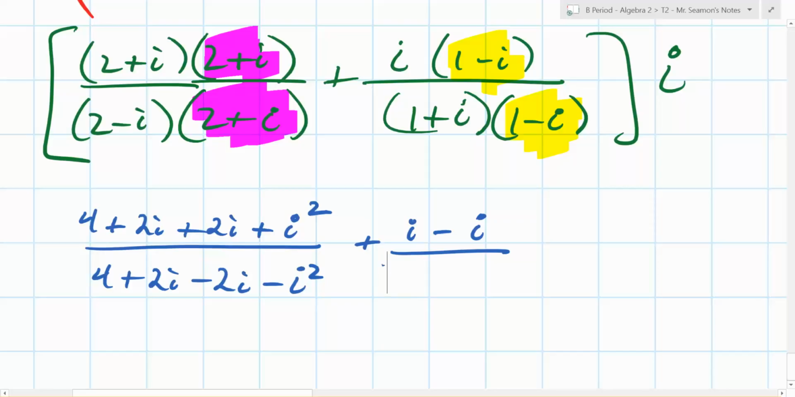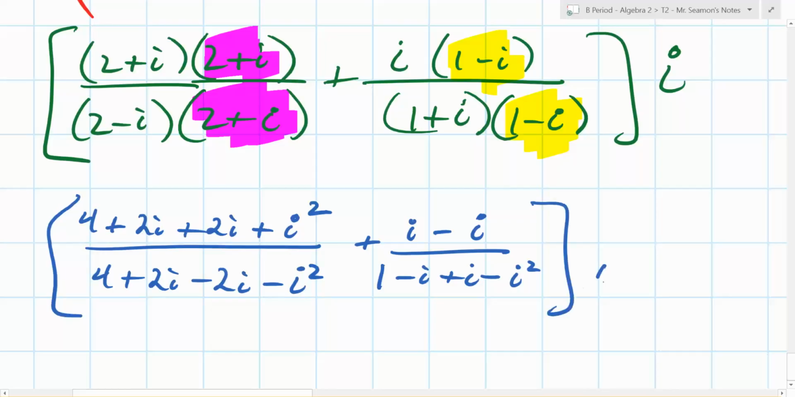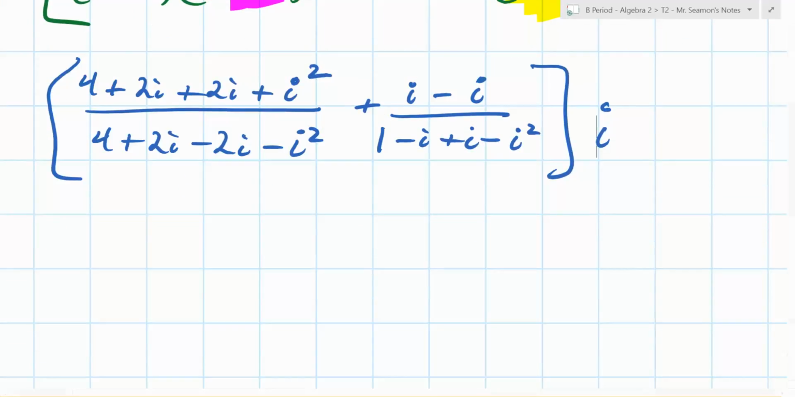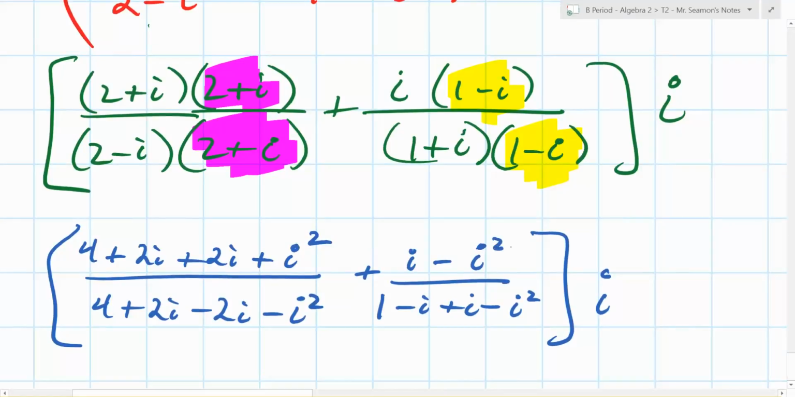Ones and i's are hard, aren't they? 1 minus i plus i minus i squared. So then you have this. Are you supposed to put an i squared on the other one too? That you didn't? Yes, I am.